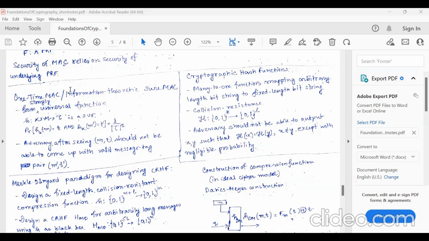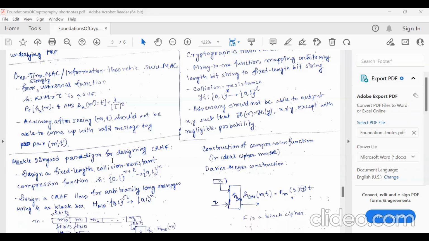Next was this primitive, the cryptographic hash function. A hash function is a many-to-one function which maps an arbitrary length bit string to a fixed length bit string, and collision resistance is one of the desired properties for a cryptographic hash function, which says that given the description of the hash function, which maps any length bit string to some fixed smaller length bit string, the adversary should not be able to come up with two inputs x and y such that x is not equal to y, but h of x is equal to h of y. So that is the security for a cryptographic hash function, which we call collision resistance.